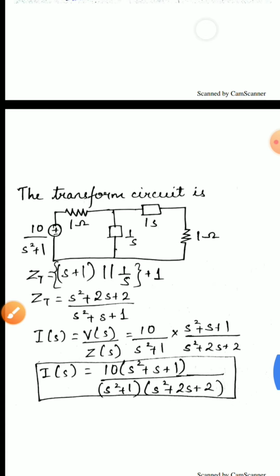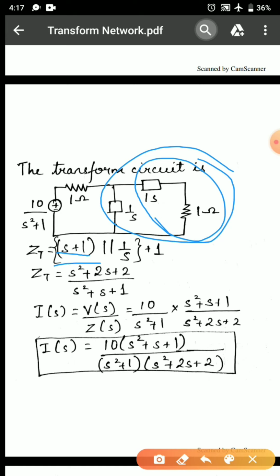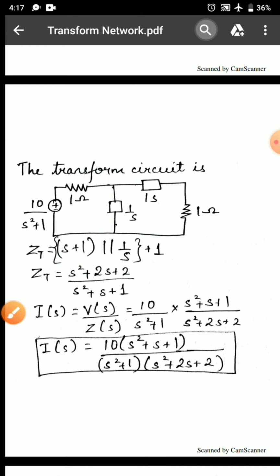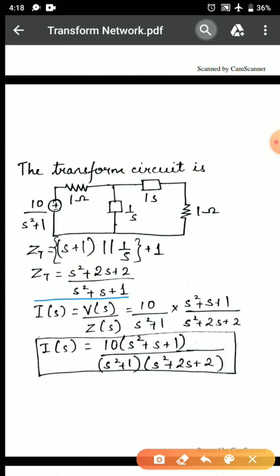So, if we solve series and parallel for this particular circuit, we can write the equation as 1 ohm and 1S are in series, which are in parallel with 1 by S and again in series with 1 ohm. On solving these series parallel elements, we get Z total as S square plus 2S plus 2 upon S square plus S plus 1.